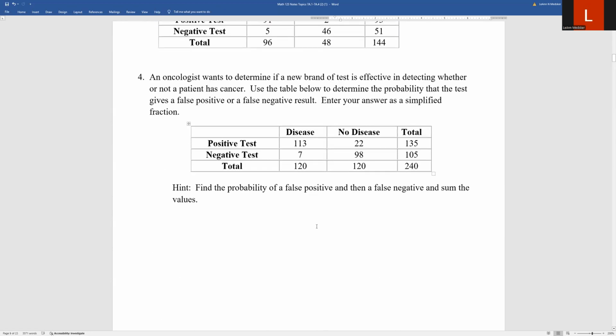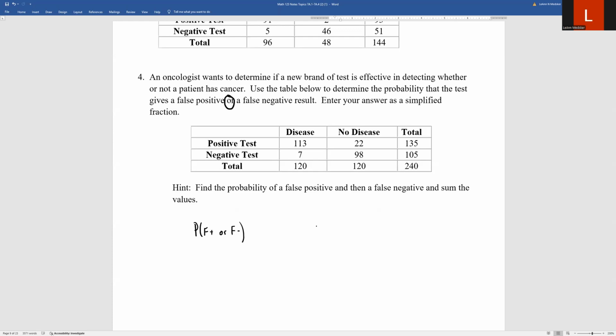So let's look at number 4. An oncologist wants to determine if a brand new test is effective for detecting whether or not a patient has cancer. Use the table result to determine the probability that the test gives a false positive or a false negative. Okay. This is combining what we learned in 6B with what we're learning about false positives and false negatives. So we need to find the probability of a false positive or a false negative.